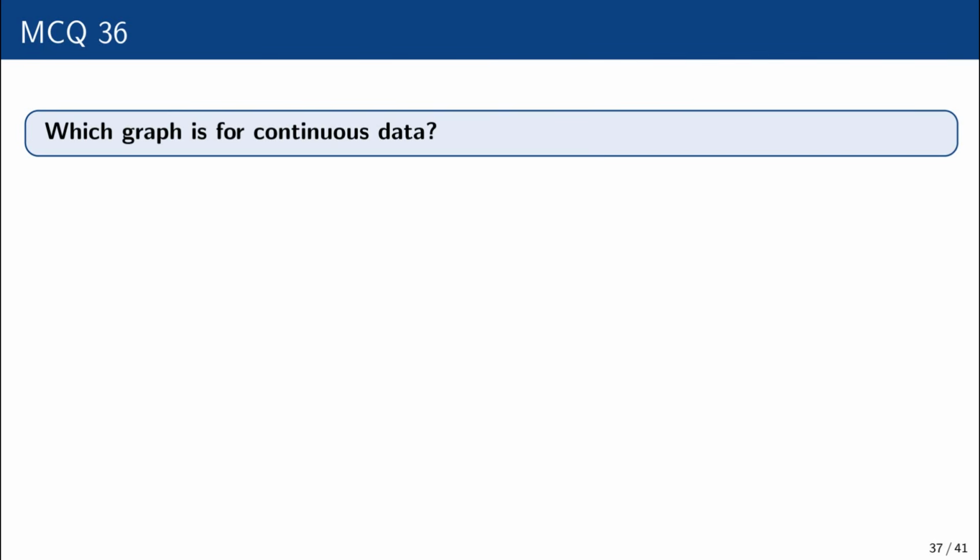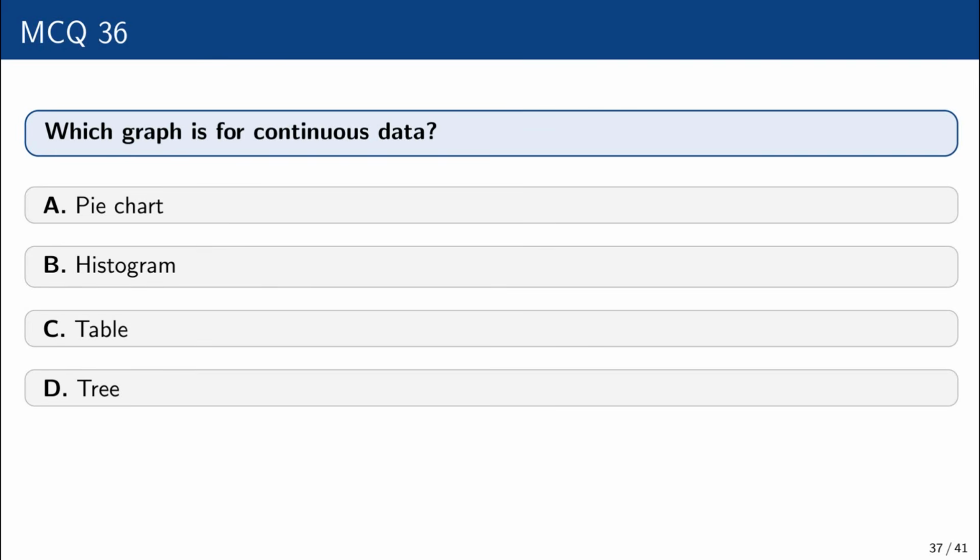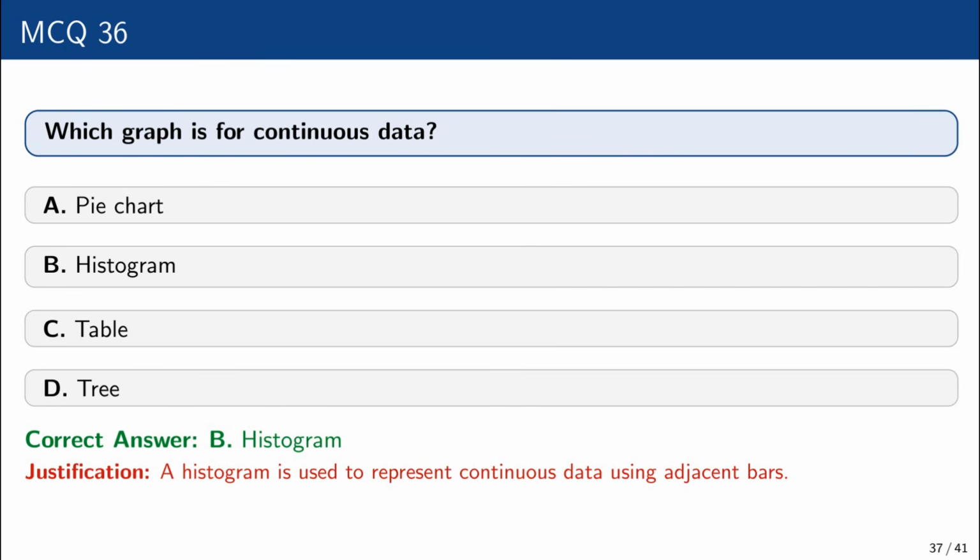Question number 36. Which graph is for continuous data? Pie chart, histogram, table, tree. The correct option is histogram because a histogram is used to represent continuous data using adjacent bars.